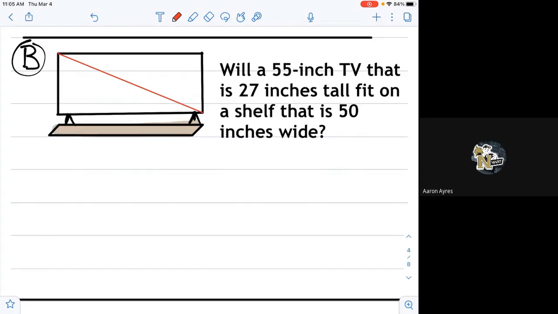I'm going to give you guys a chance to work this one on your own for a couple of minutes. Okay? And if you want me to check your setup before you start solving it, I'll be more than happy to. So what you're trying to figure out here is, would this television fit on this shelf? The shelf is 50 inches wide. We can figure out if this TV will sit on this shelf and be okay. That's what we're trying to figure out. So pretty much we're just trying to find one leg. That's correct. All right?